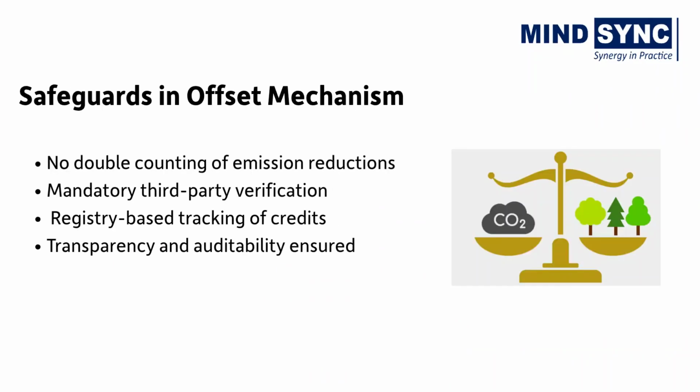Safeguards in offset mechanism. The offset mechanism includes strong safeguards to ensure integrity. Double counting of emission reductions is strictly prohibited. Third-party verification is mandatory, and all credits are tracked through a centralized registry. These measures ensure transparency, accountability, and auditability of the system.